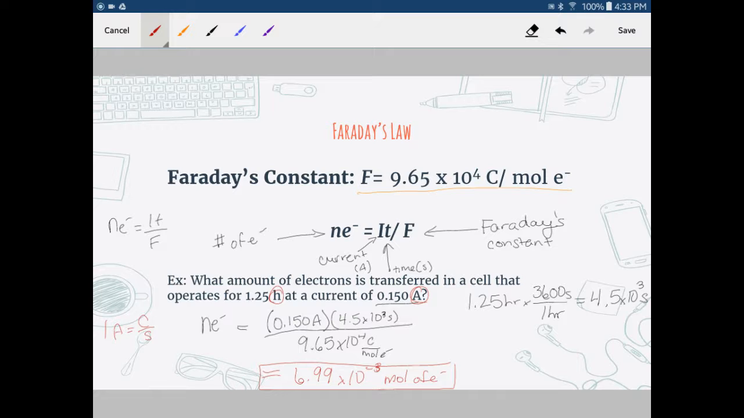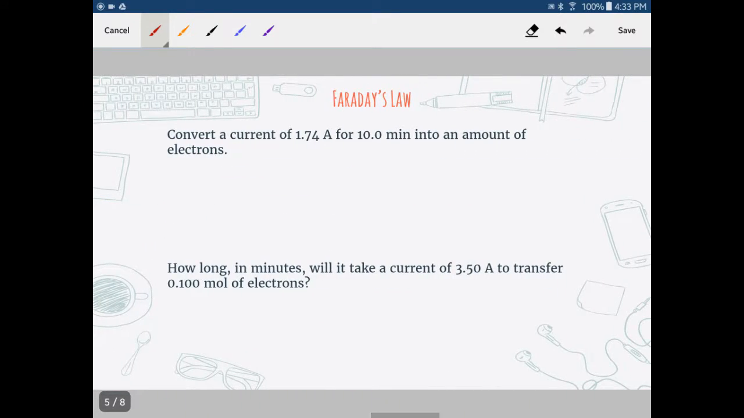So, as you can imagine, since this is stoichiometry, we probably need to talk about some kind of mole ratio. We haven't talked about a mole ratio yet, and we need to take a look at that. So, let's take a look at a few more examples, just simple plugging numbers in with Faraday's law, solving for different variables, and then we're going to take a look at that mole ratio.